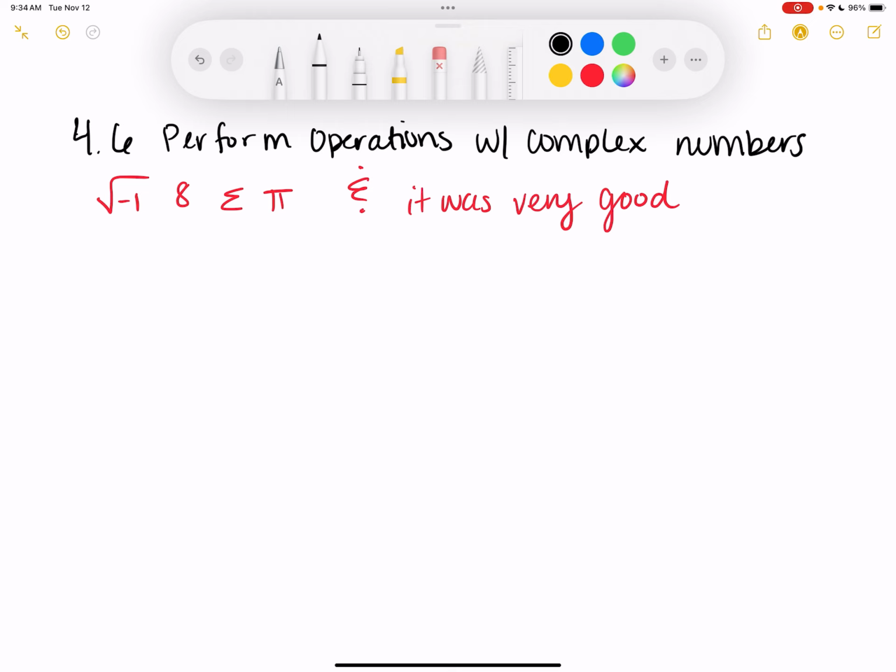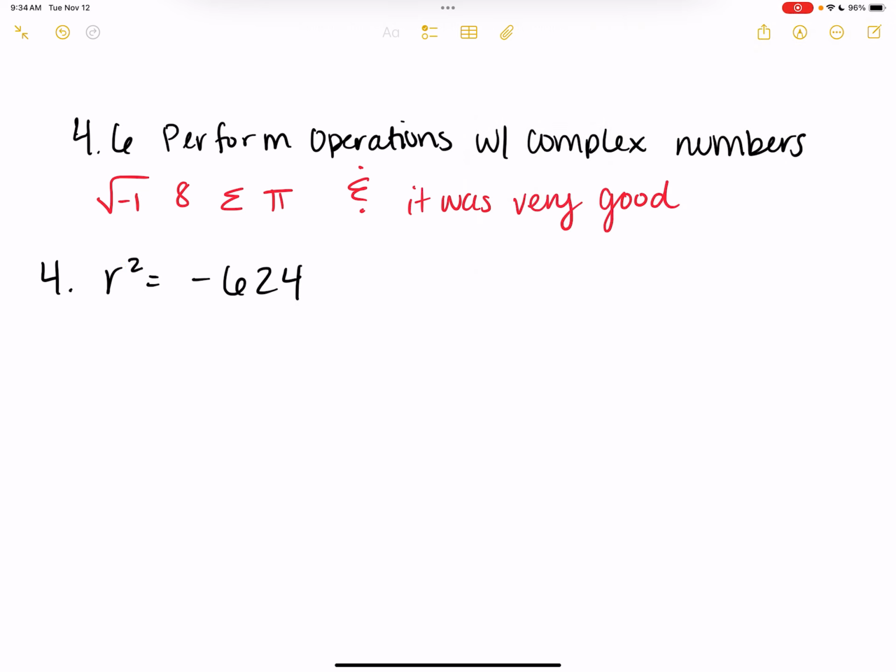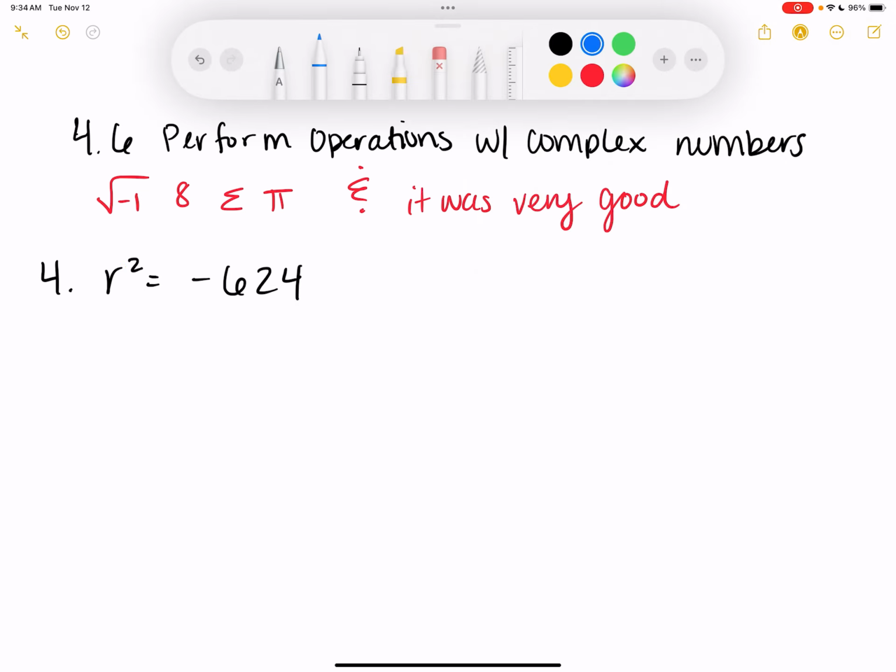Imaginary. Okay, we're just gonna jump into examples. It actually looked like a backwards J. Imagine R squared equals -624. How do I solve this? Take the square root of both sides, so I get R equals what? I times the square root of... Nope, back up. How do I write it? Square root of R squared equals the square root of -624. What happens when I take the square root?